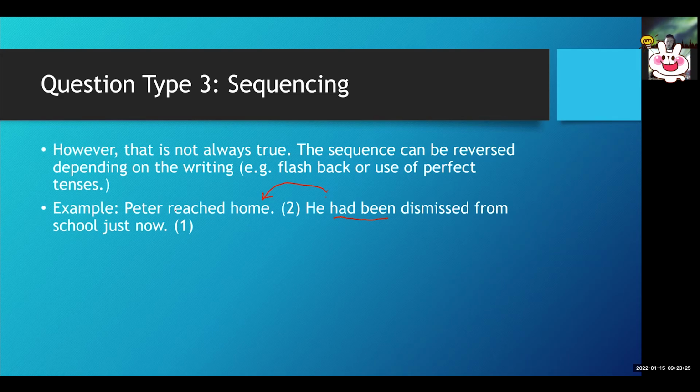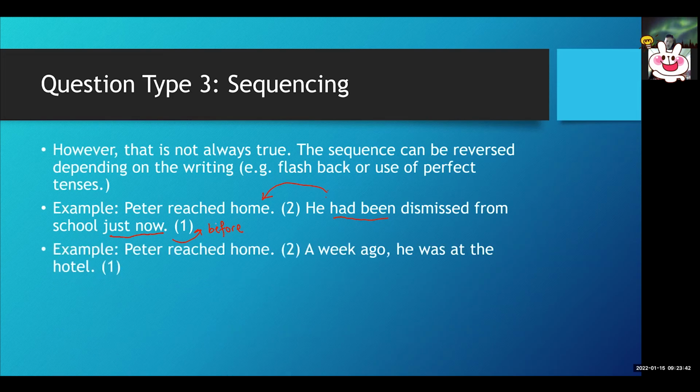The other way you know is by looking at the adverbial phrase "just now." You also know that this means before, so you have to put this as 1. Be careful when you read. Another example: "Peter reached home. A week ago, he was at the hotel." Same thing, "a week ago," so you have to choose this as 1, and "Peter reached home" is 2. You see? So read the passage carefully.